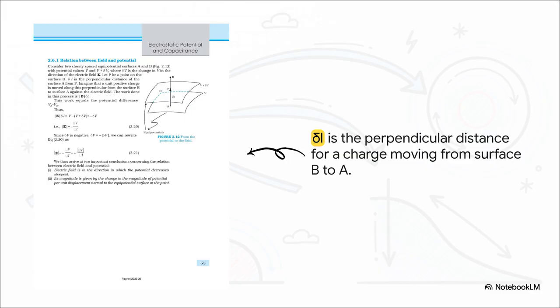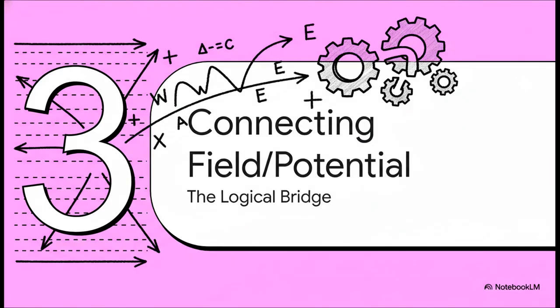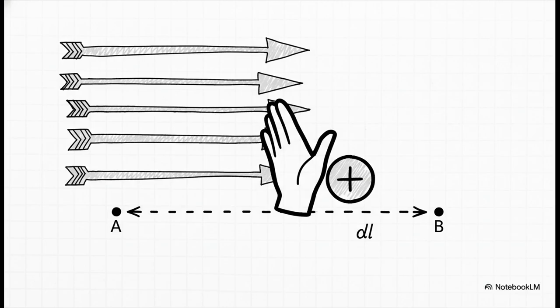It's that direct perpendicular hop a charge would make to get from surface B over to surface A. All right. We have all of our pieces. We've got our surfaces, we've got the field, we've got the distance. Now we're going to use some basic physics about work and energy to build the mathematical bridge that connects them all together. So let's start with a concept you probably know: work.